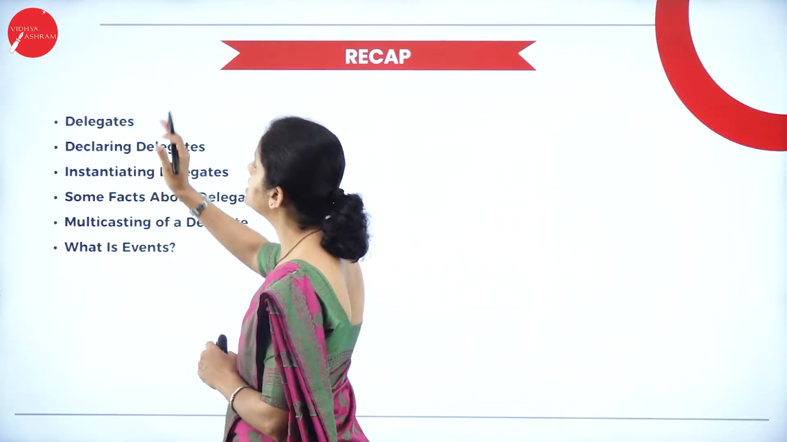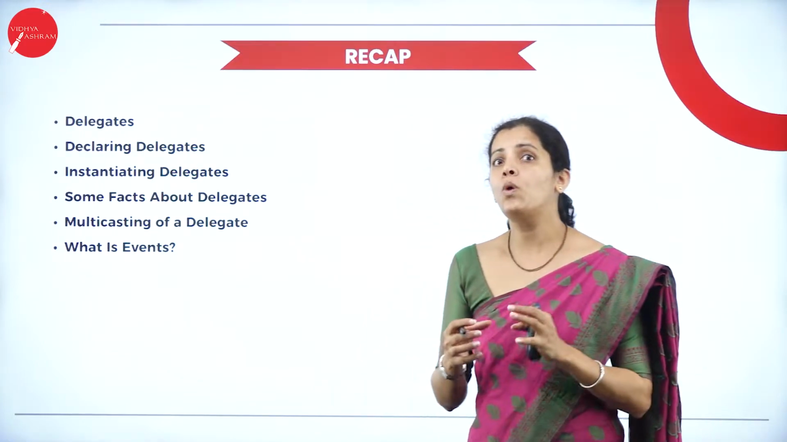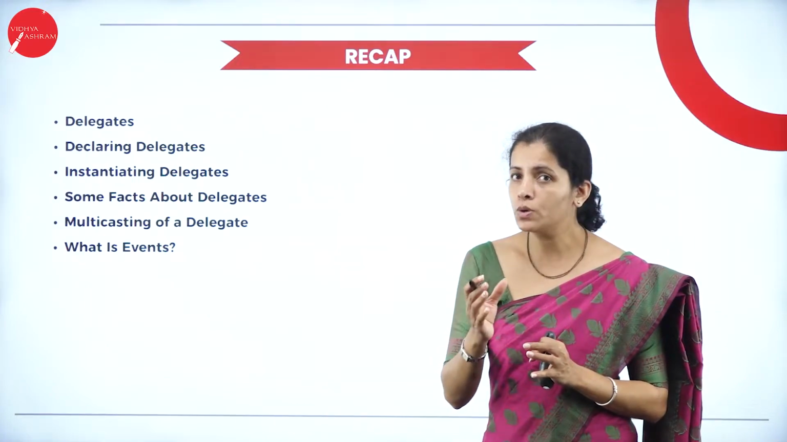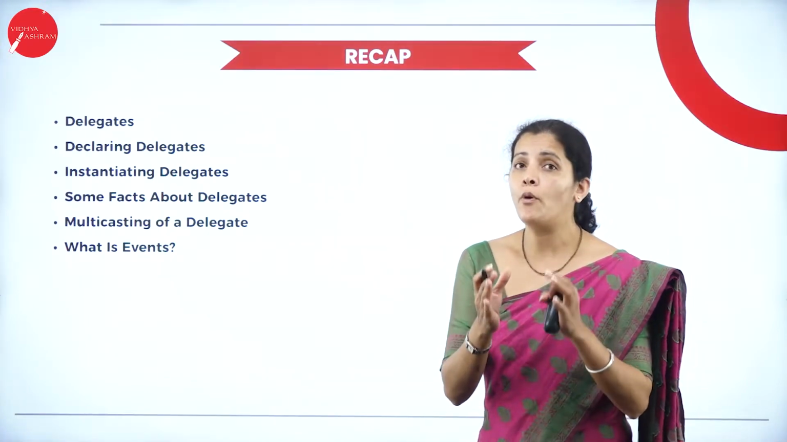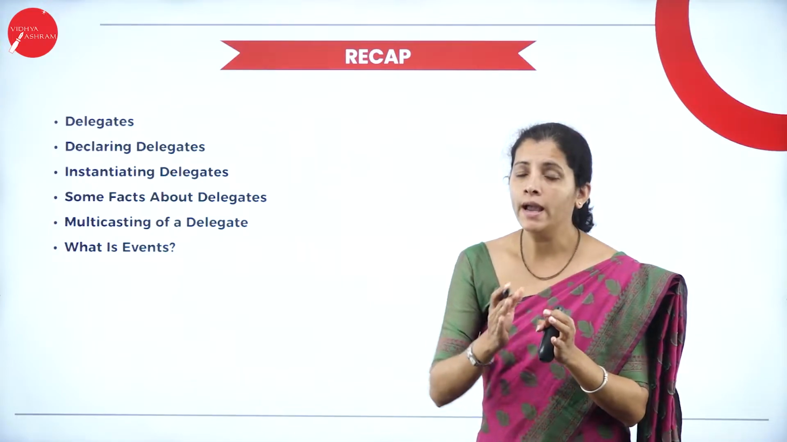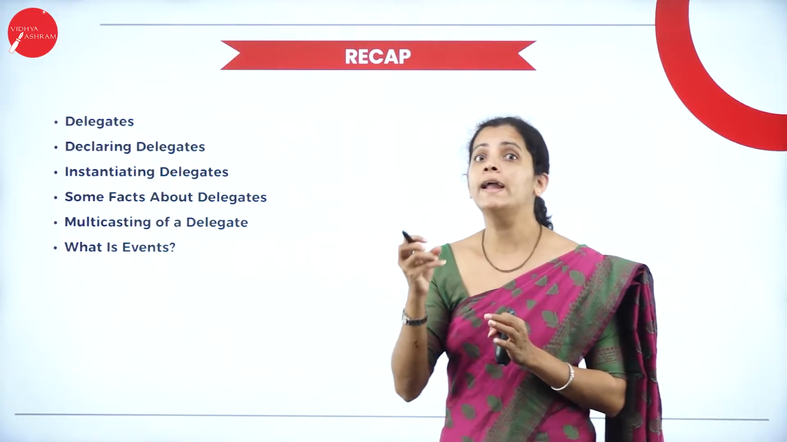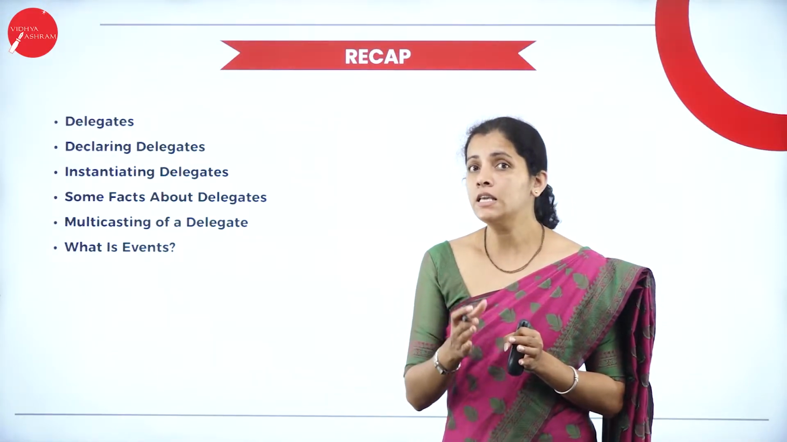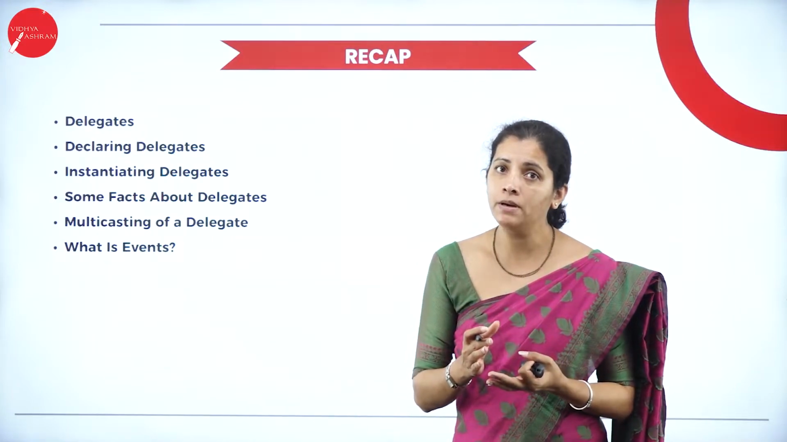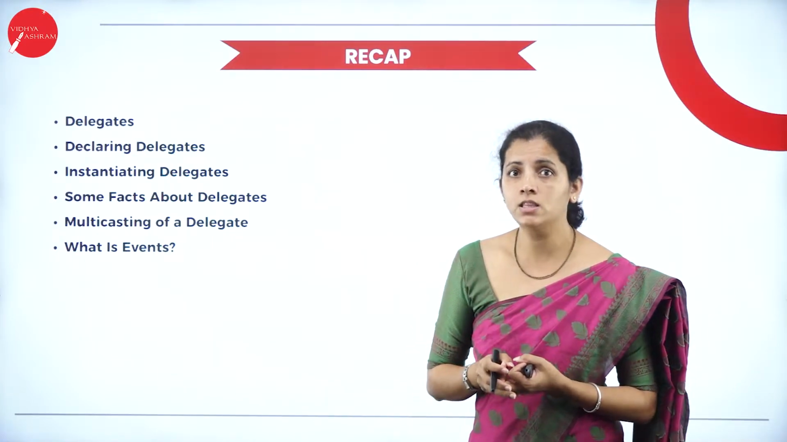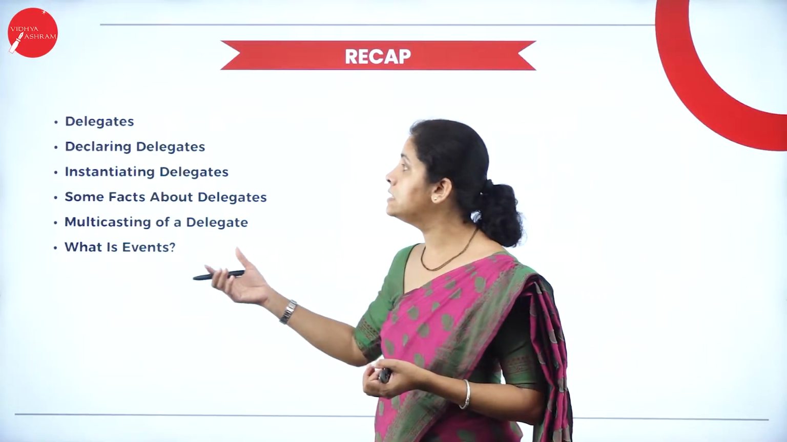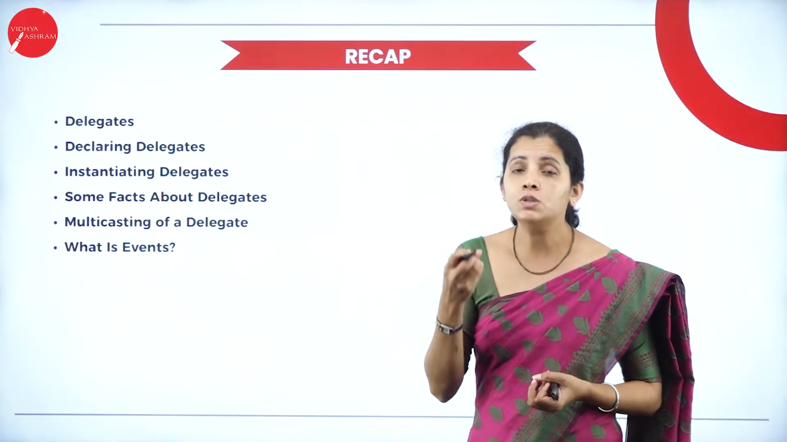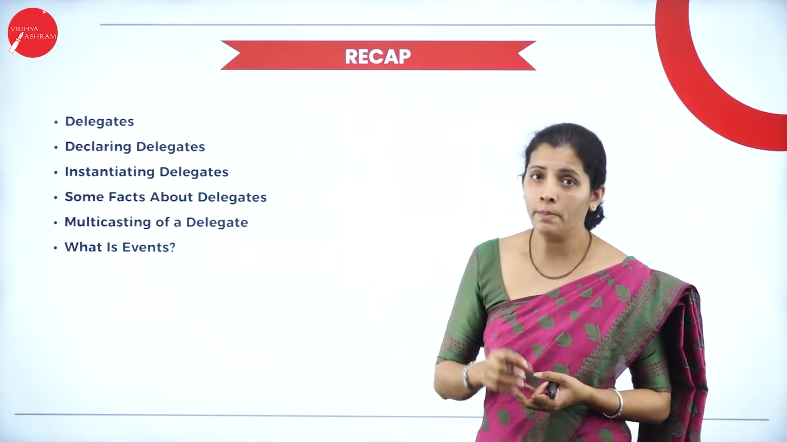Before that, let me recall the topic I discussed in my previous session. Dear students, I started with delegates. So what is a delegate in real life? That is nothing but a representative. Here it is nothing but a pointer, and it holds the address of a method. If I consider a C program, in C, a pointer is a variable that holds the address of another variable. But if I consider delegates, it is also a pointer which references a method.